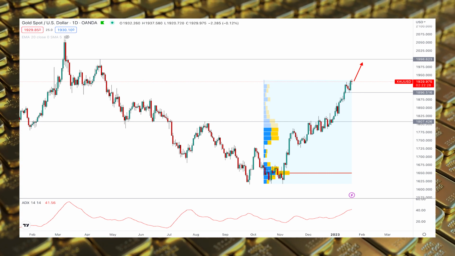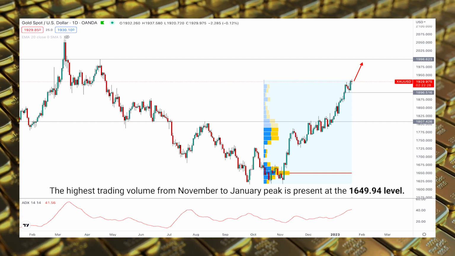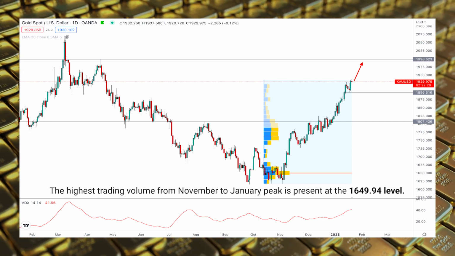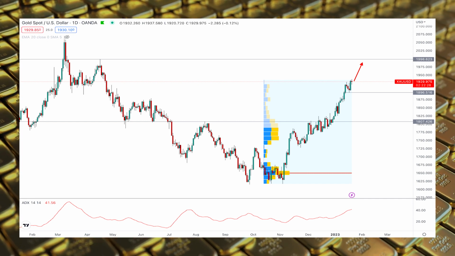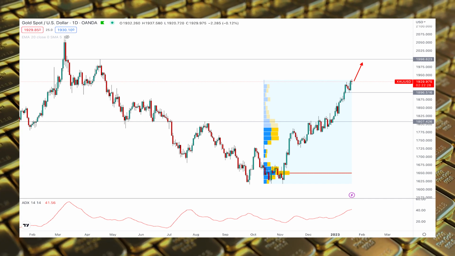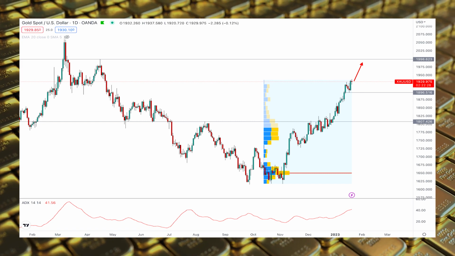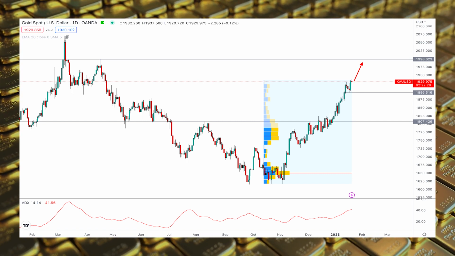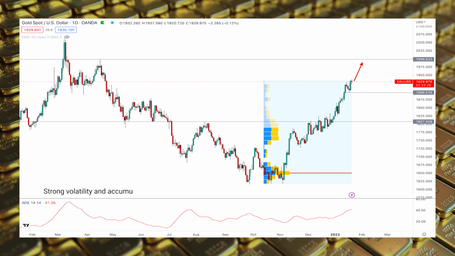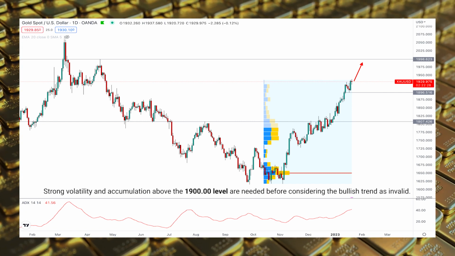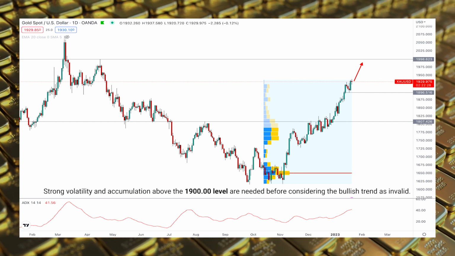As per the current reading, the highest trading volume from November to January peak is present at the 1649.94 level. Based on the current price outlook, the bullish trend is very strong and any minor bearish correction could offer a long trading opportunity. On the other hand, strong volatility and accumulation above the 1900 level are needed before considering the bullish trend as invalid.